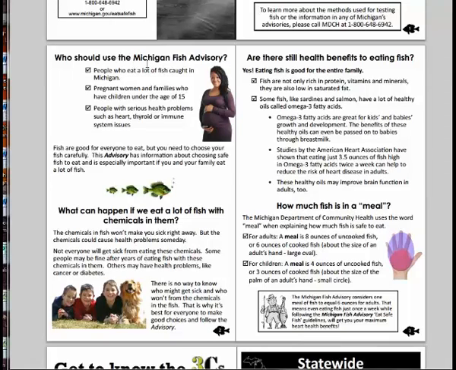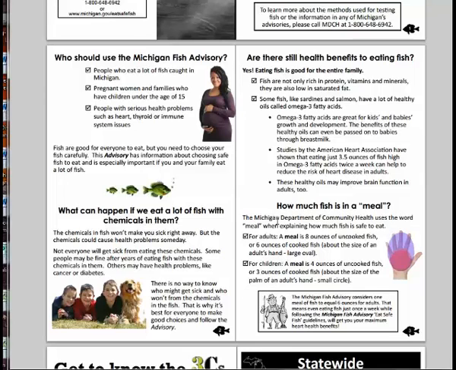So it says who should use the Michigan Fish Advisory: people who eat a lot of fish caught in Michigan, pregnant women and families who have children under the age of 15, people with serious health problems. So those people should pay extra close attention to this advisory. It also says what can happen if you eat a lot of the fish with the chemicals found in them.